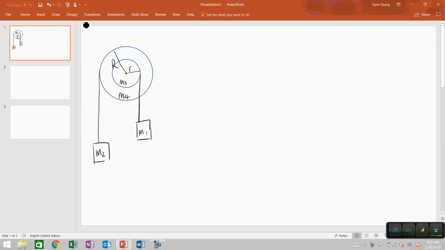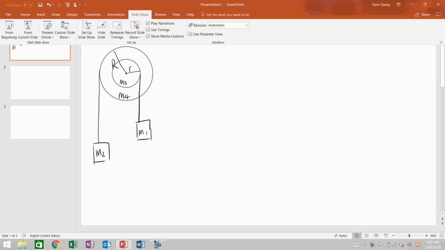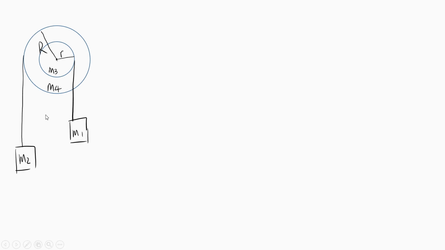Alright guys, today we're going to take a look at a very interesting problem. So here we have a double pulley, and they spin together rather than independently.